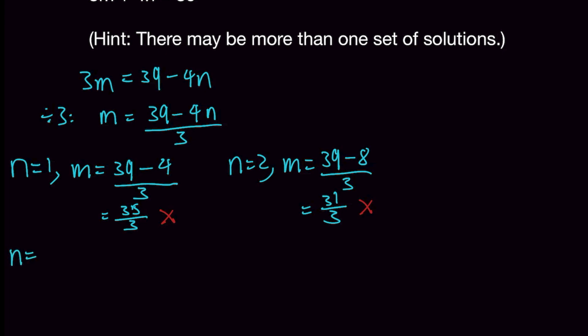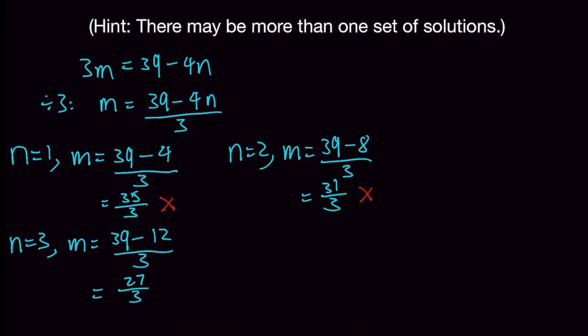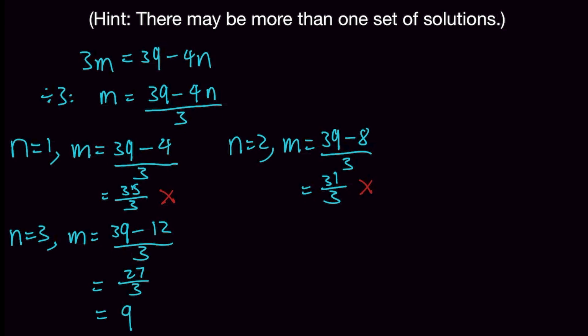So we have n equals 3 now. So m will be equal to 39, same thing, and we are looking at doing 4 multiplied by n. n right now is 3. 4 times 3 would be 12, and this would be divided by 3. So 39 minus 12, we will get 27. 27 divided by 3 would give us 9. So very good, you realize that this is actually our first set of solutions: n equals 3 and my m is 9.